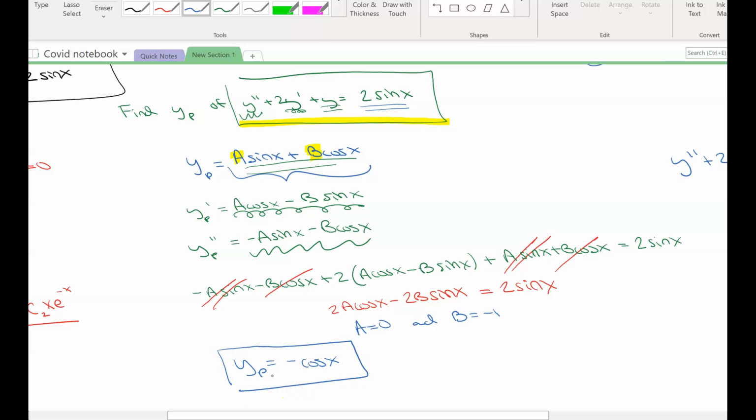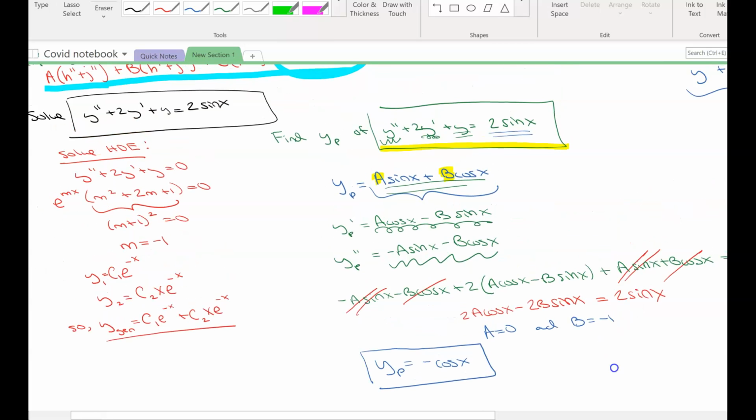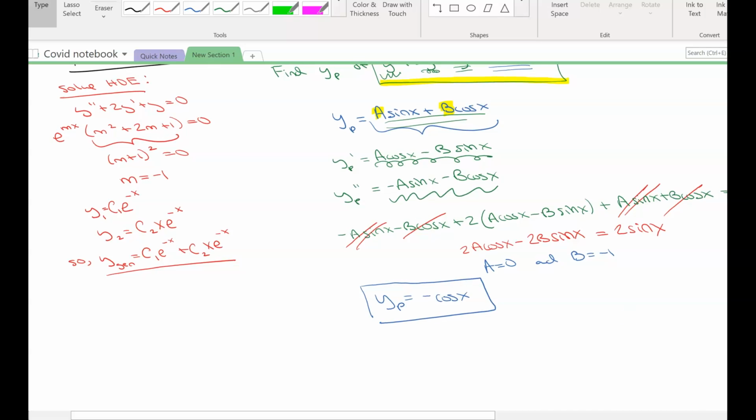Okay? Now, let's not lose sight of the fact that at the end of the day, we had to solve for the general solution to this NHDE, and my y sub general, I wrote y sub general here. That's the general solution to the homogeneous differential equation.